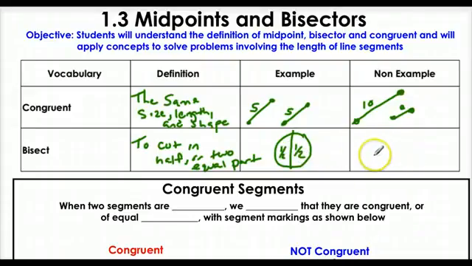Now, something that wouldn't be bisected, let's say I had this piece of spaghetti, and I cut it over here. This doesn't cut into two equal halves, so that is not bisected. All right, that's my piece of spaghetti.